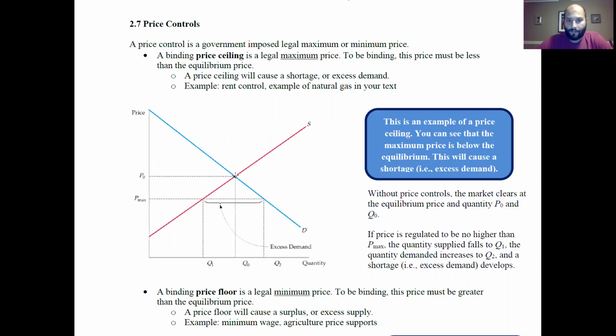So this would happen sometimes in a market for rent. Suppose the price of an apartment on average is too high. The government could come into the market and say, all right, you can't sell an apartment for more than this amount of money right here.